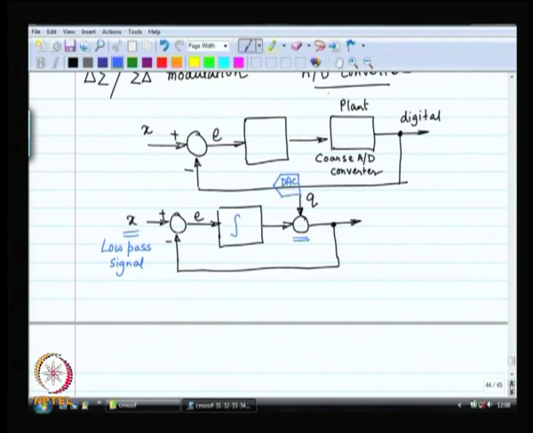In that case, if the average E is not equal to 0, then the voltage over here is going to build up, which means that it can't happen. The average error has got to be equal to 0. If the average error is equal to 0, that means that the average of the output is equal to X.